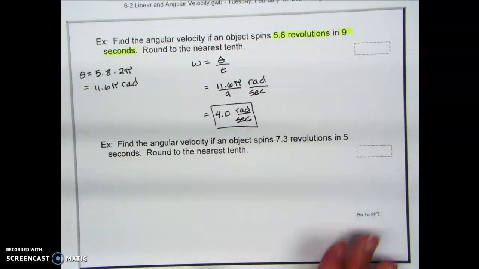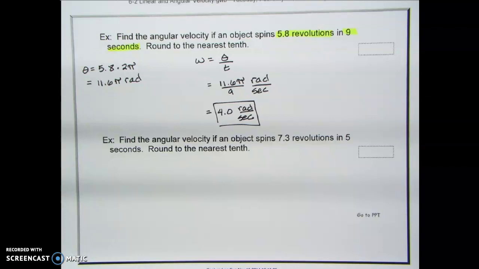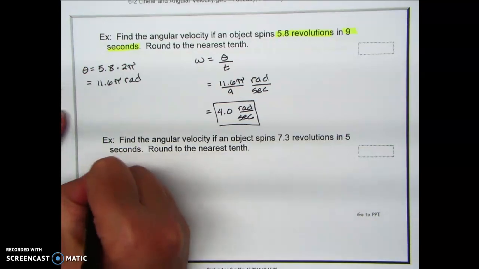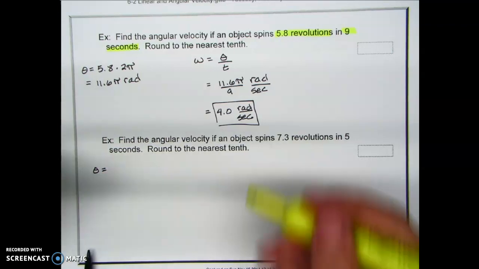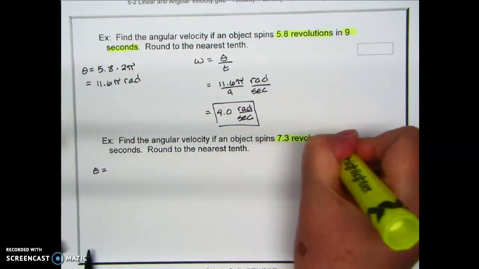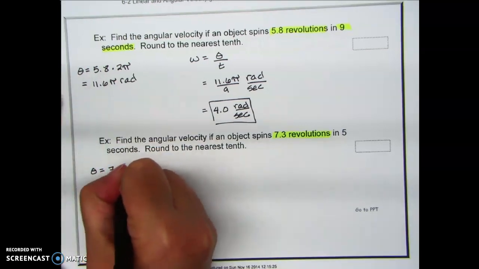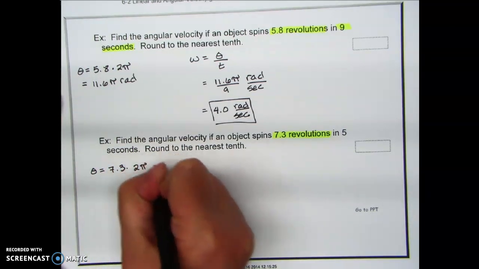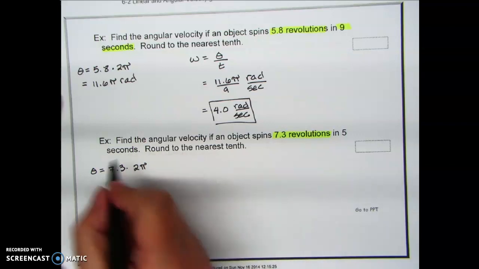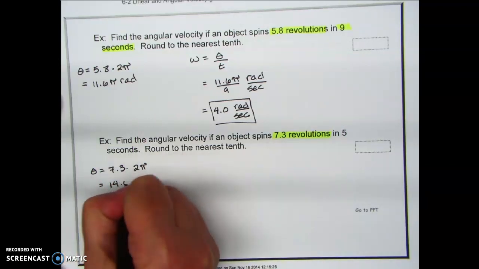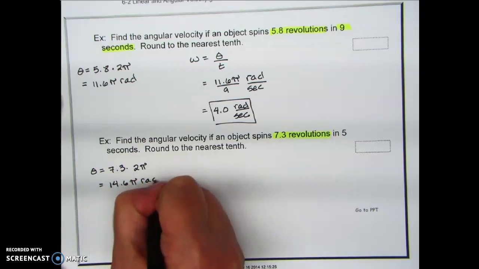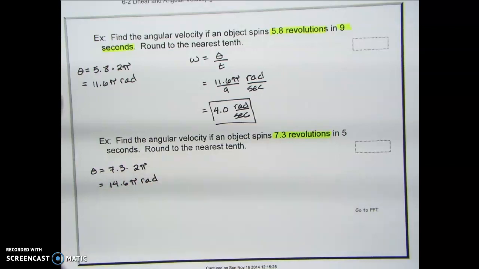Okay, take a moment to pause the video and see if you can find the angular velocity for the next example. So again, the first thing we need to do is find theta. I'm spinning 7.3 revolutions, so I'm going to do 7.3 revolutions times 2 pi radians per revolution. That's going to give me 14.6 pi radians. That's my angle measure that I have rotated.